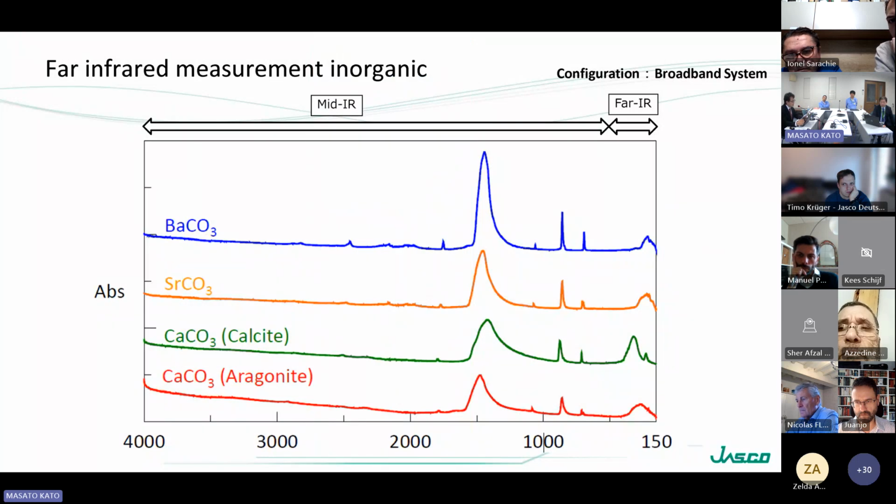The advantage of using FTIR in the analysis of cultural heritage is that it is possible to analyze inorganic minerals in the FIR and binder materials such as wax and resin in the mid-IR all at once.